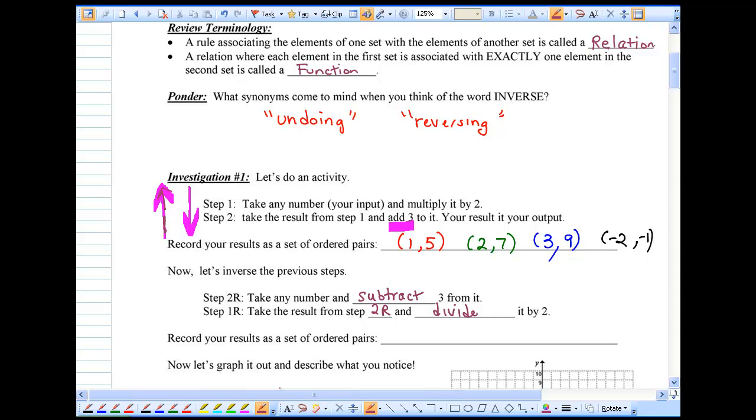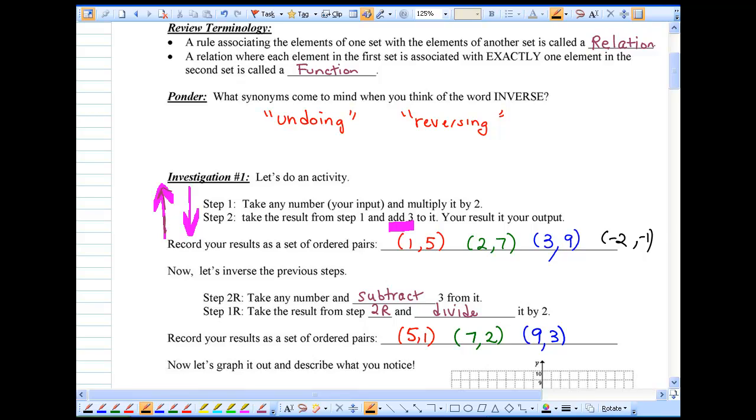So let's record the results. Let's take a number, let's say 5. 5 subtract 3 is 2. 2 divided by 2 is 1. Let's take another random number. Let's say 7. 7 subtract 3 is 4. 4 divided by 2 is 2. Let's say 9. 9 subtract 3 is 6. 6 divided by 2 is 3. See that rhythm? I've got rhythm.